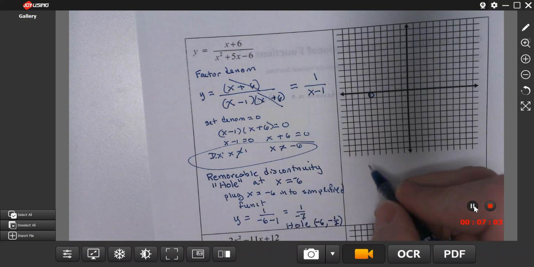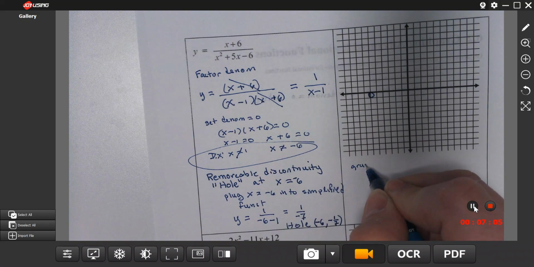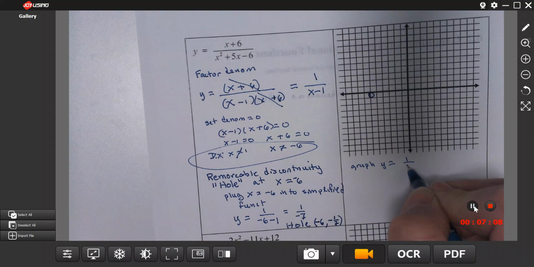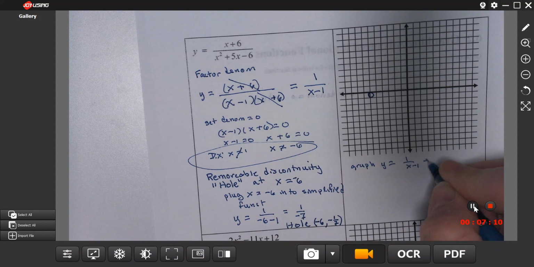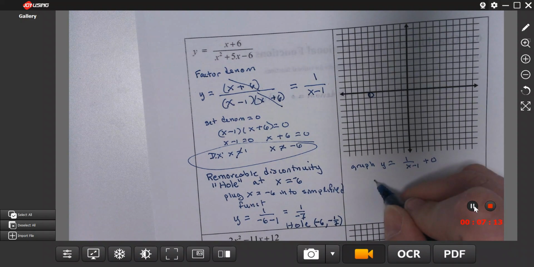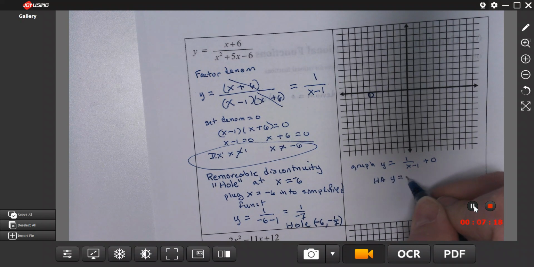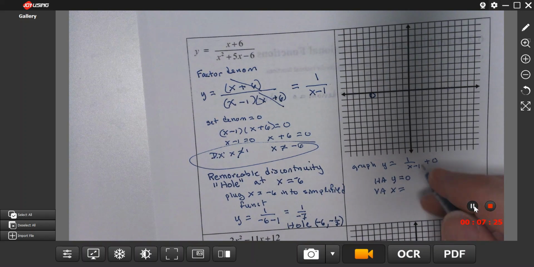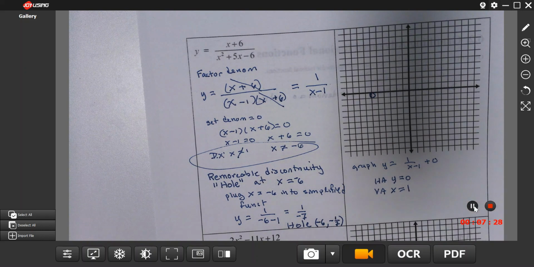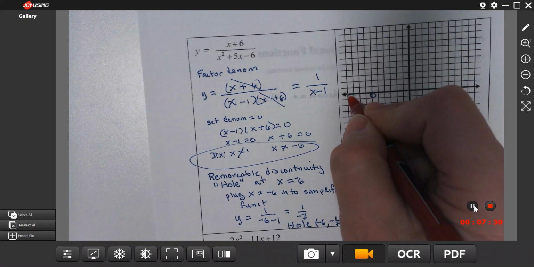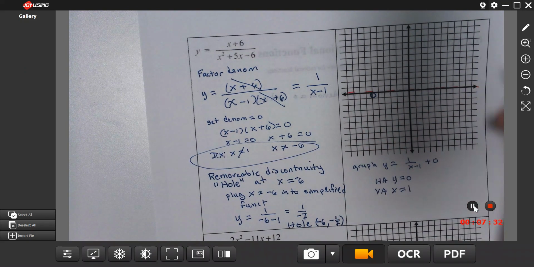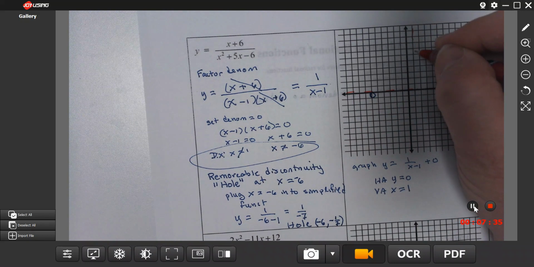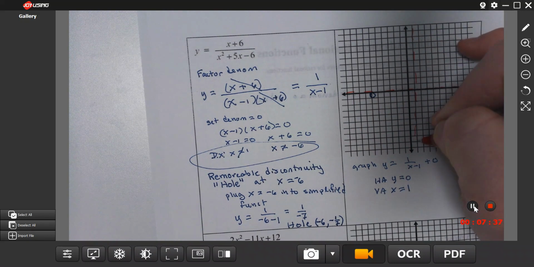And now I'm going to start graphing the simplified function. So I'm going to graph the simplified function, y equals 1 over x minus 1. So I could write in the plus 0 so I remember what k is. So I have a horizontal asymptote at y equals 0, and I have a vertical asymptote at x equals 1. And so I'm going to draw those in. So horizontal asymptote at 0, and a vertical asymptote at 1.